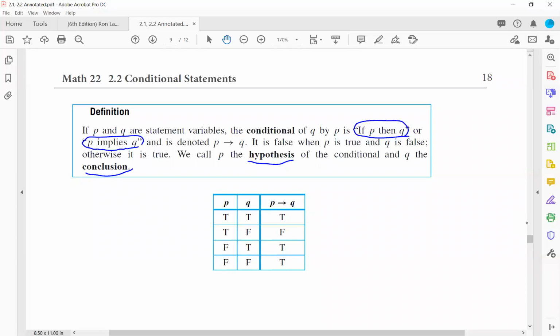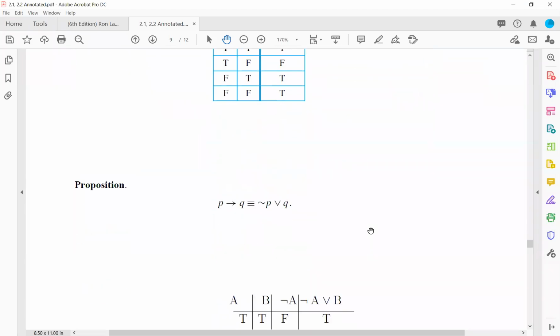How do we form the truth table? First of all, you have 4 combinations of P and Q. P implies Q: true implies true, true. True implies false, false. False implies true, true. False implies false, true. That's how you define a conditional statement. Very well. Example.